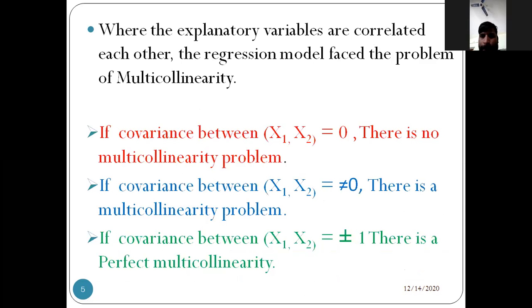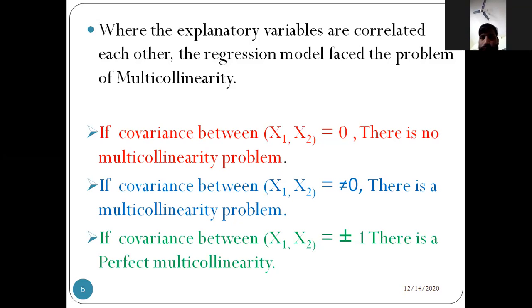Don't confuse it. If there is no covariance, that is, if the correlation r between x1 and x2 is equal to 0, then there is no multicollinearity problem. If there is no relationship between the two independent variables, we can conclude that there is no multicollinearity problem. But if there is a covariance between x1 and x2, there is a multicollinearity problem. It may be minus, it may be plus. If there is any relationship between the two independent variables, it may be strong, weak, or moderate; that is called a multicollinearity problem.